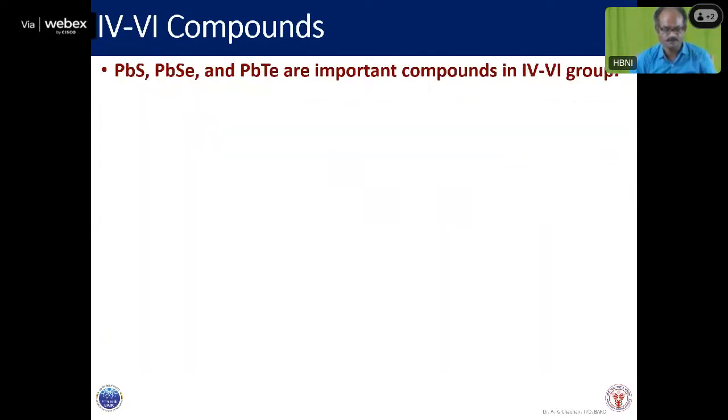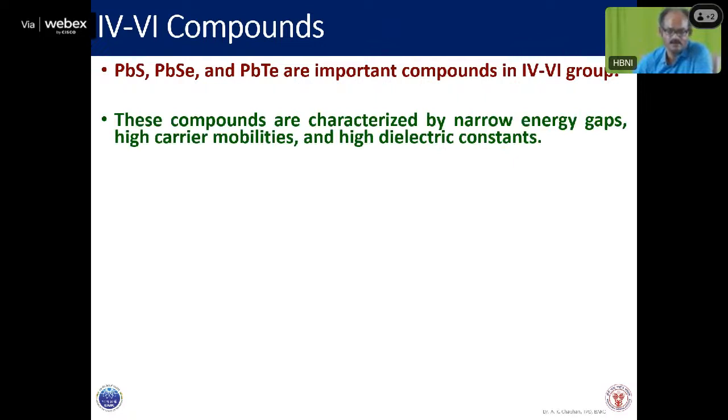Now we come to group 4-6 compounds, that is lead sulfide, lead selenide and lead telluride. These are important compounds in this group. These compounds are characterized by narrow energy gaps, high carrier mobilities and high dielectric constants.